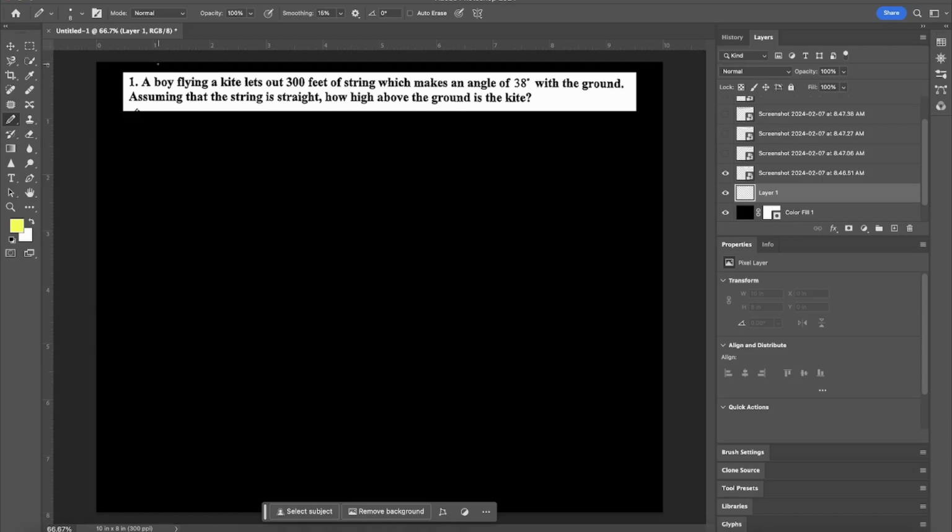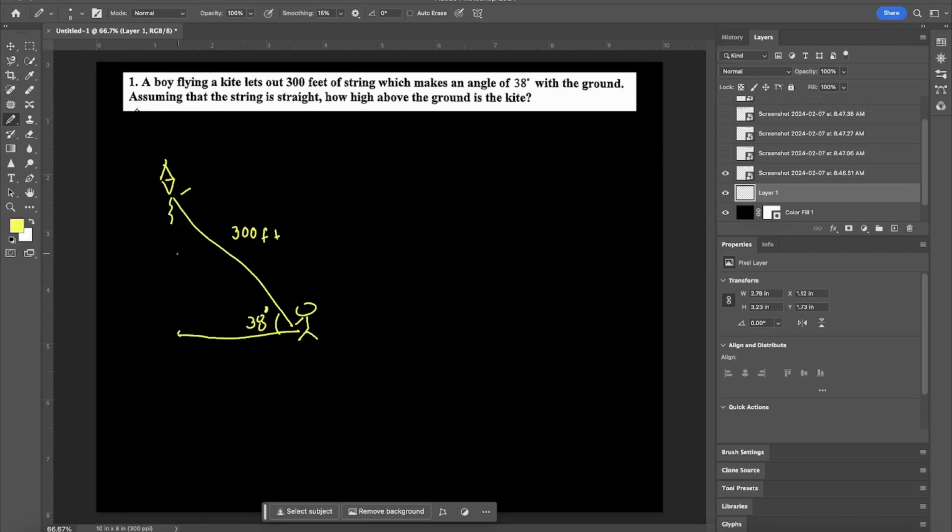For our diagram, here's a kite flown by a boy that has a string that's about 300 feet. Let's assume that the string, according to the problem, is creating a straight line. Now, it creates an angle with the ground of about 38 degrees. So let's consider this as our angle of 38 degrees.